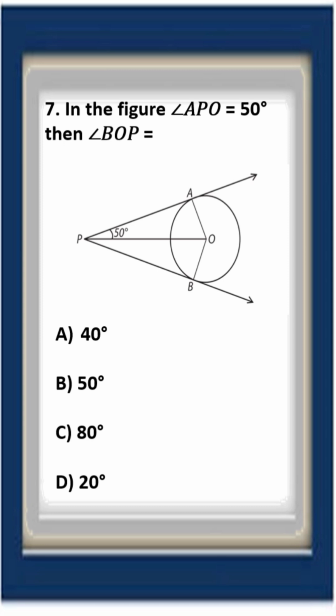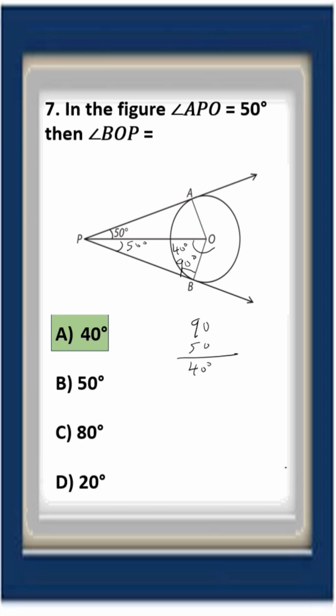This is 90 degree. So angle BOP and angle PBO are complementary to each other, and their sum is equal to 90 degree. 90 minus 50. What is it? 40 degree. So this angle is 40 degree. Option A is correct.